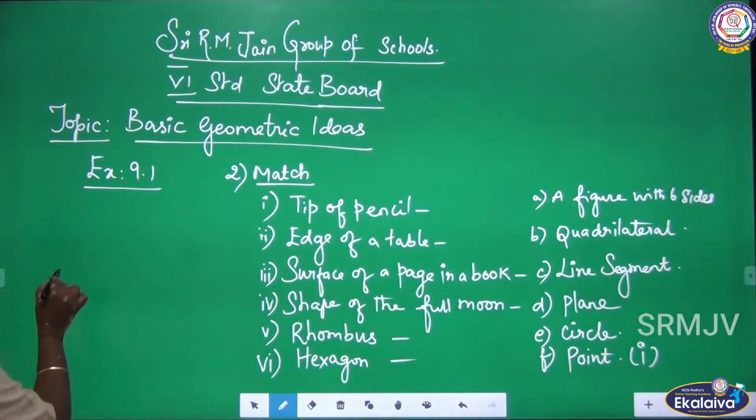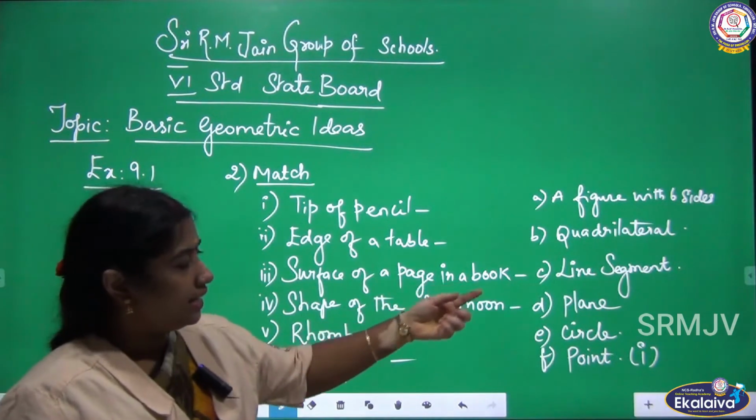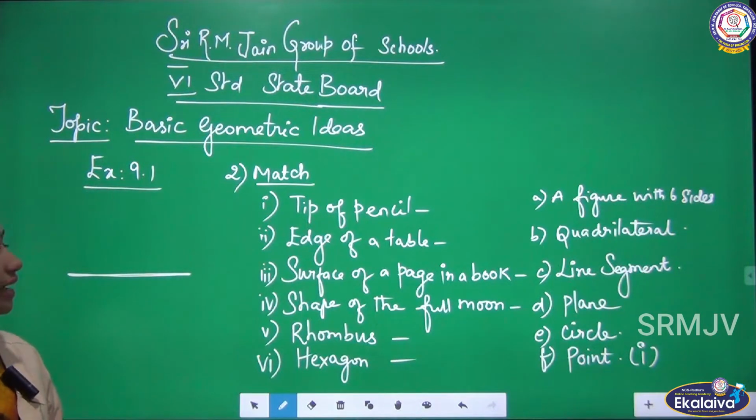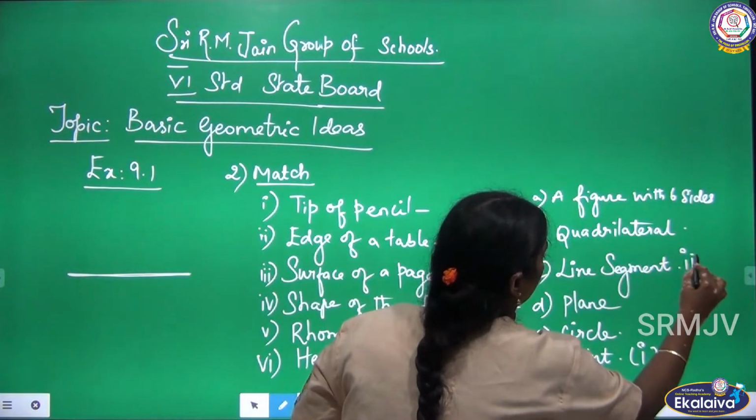Just look at the table you are sitting at. See, what is the edge of the table? Here, line segment. Is it clear? So the edge of the table is a line segment.